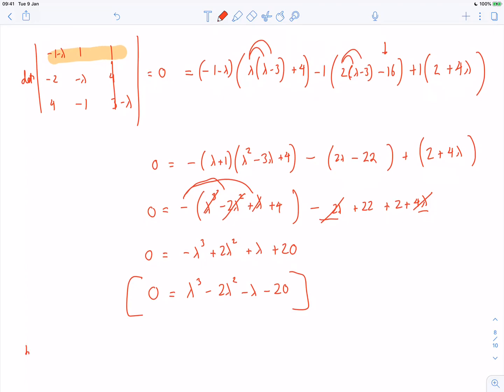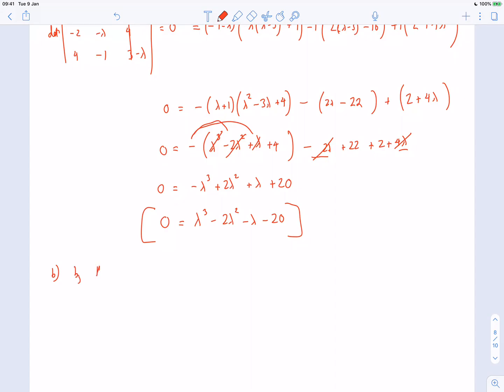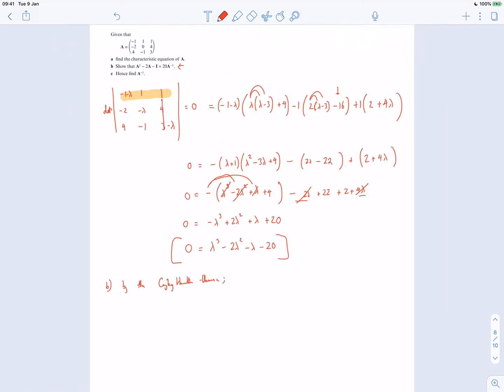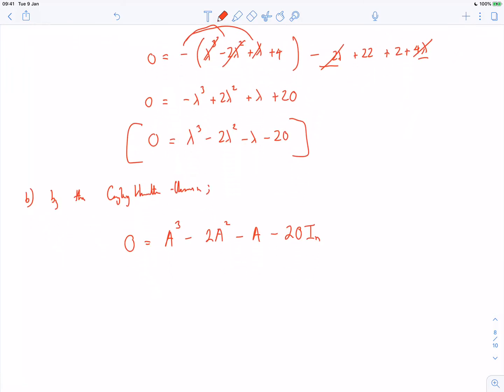Next, part B, show that that identity is the case. Well, by the Cayley-Hamilton theorem, then the matrix A is a solution to this, i.e. 0 equals A cubed minus 2A squared minus A minus 20 lots of the identity matrix. Now, if I times everything by the inverse of A, then I'll have A squared minus 2A minus the identity matrix minus 20 lots of the inverse of A equals 0.